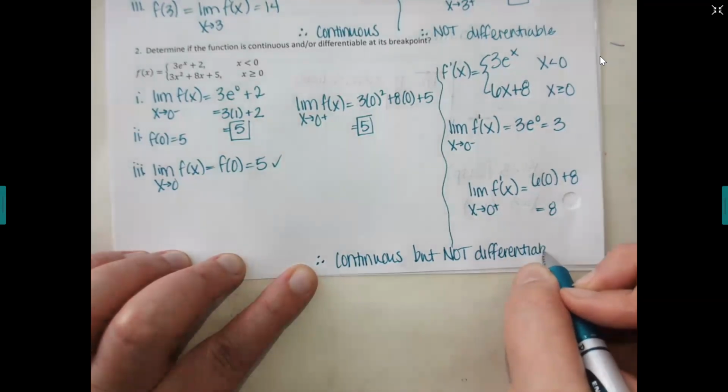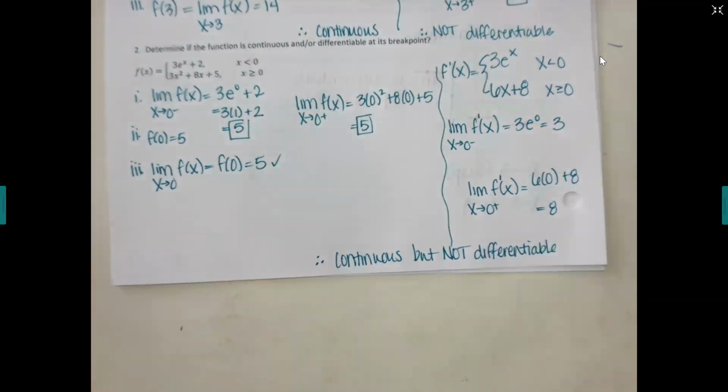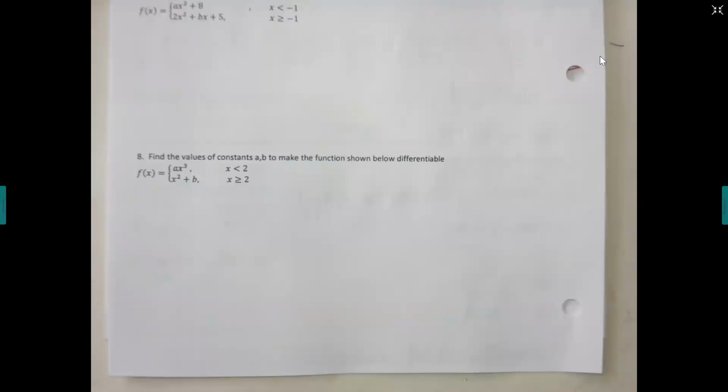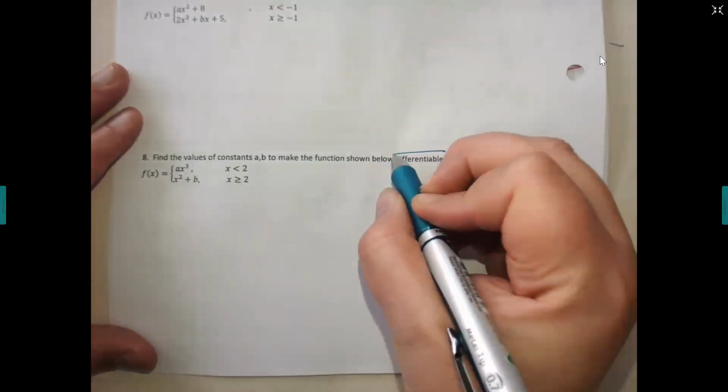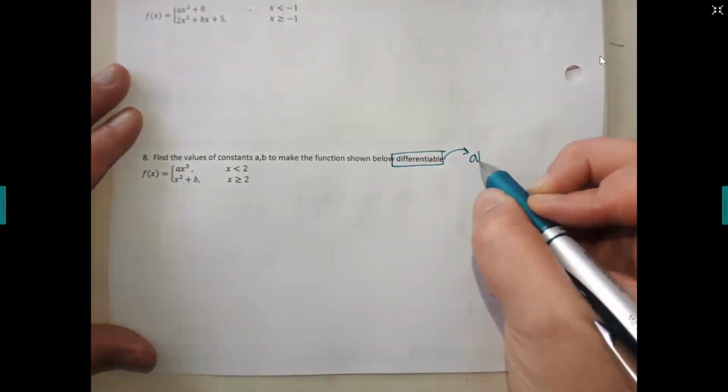Okay. There is one other type of question that you will encounter on your homework. And so if it's okay, I'd just like to cover that last type, and then we can do that. So if you'll go to your very back page, take a look for me, please, at, we'll do 8, then 6. Okay, here's what it says. Find the values of A and B to make the function be differentiable. Now, if your graph is differentiable, that means that it also has to be continuous.